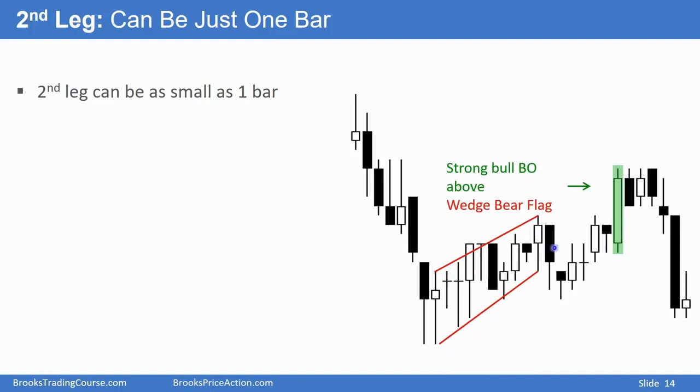Wedge bear flag, tried to get a bear breakout, and it reversed up and we got a bull breakout. Double top, instead of a downside breakout, we got a bull breakout.